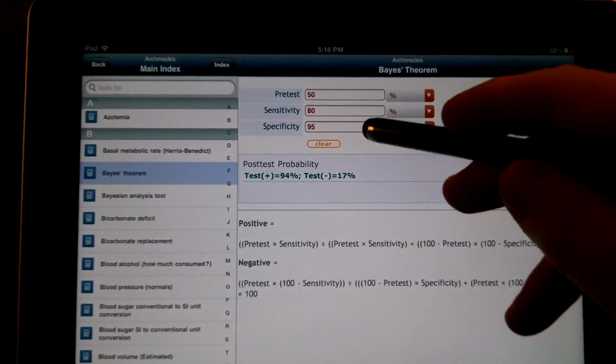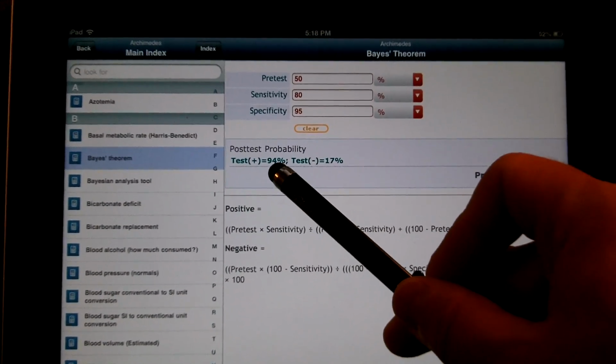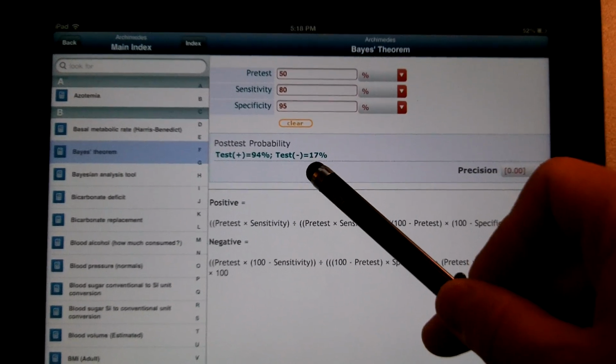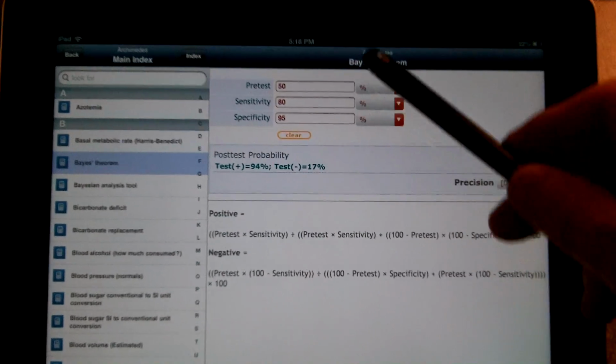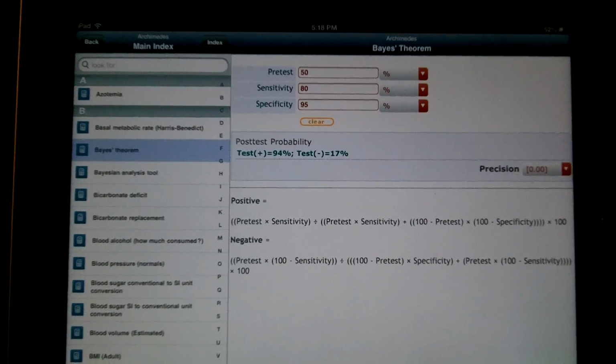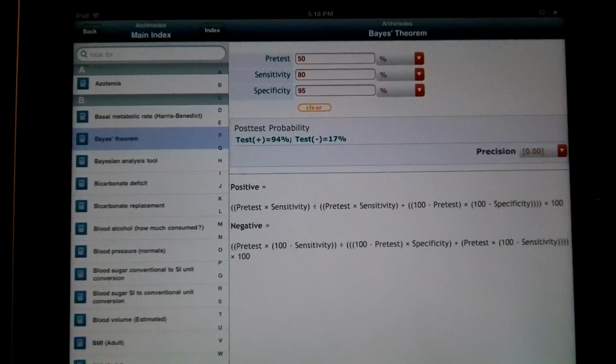Then it'll give you the answer: if your test is positive, the patient has a 94% chance of having disease. If the test is negative, he has a 17% chance of having disease. These are the same numbers I used in the other videos about sensitivity, specificity, positive and negative predictive value. So these things are available online.